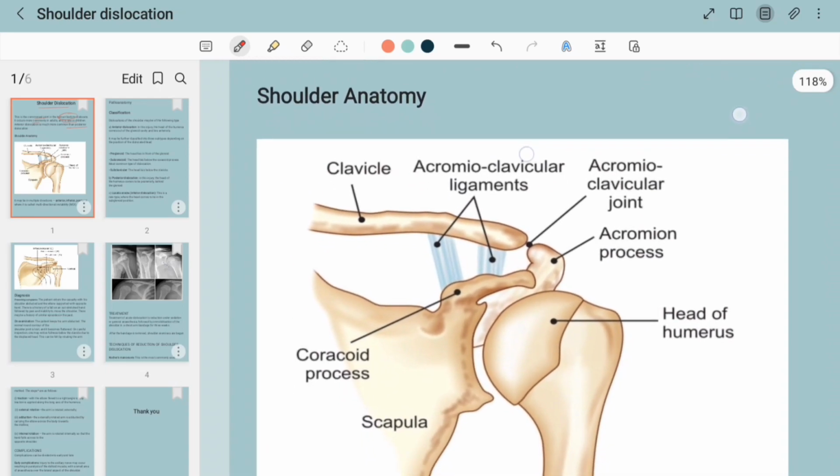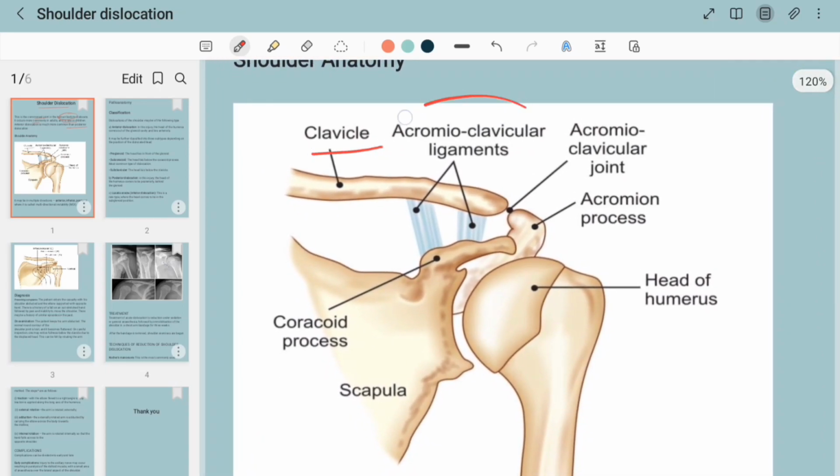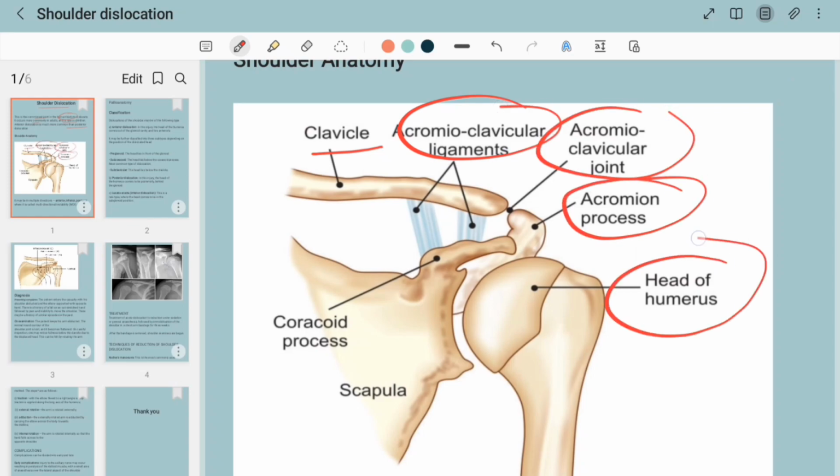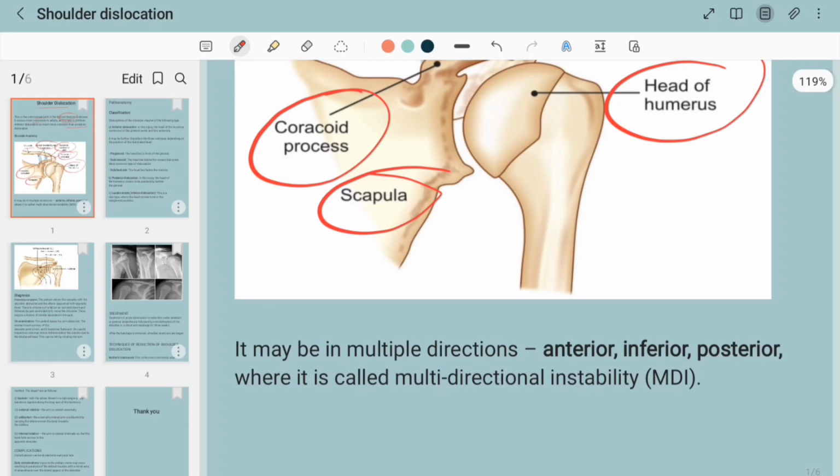So here is the shoulder anatomy, which includes the clavicle, acromioclavicular ligament, acromioclavicular joint, acromion process, head of humerus, coracoid process, and scapula. It may be multidirectional. When the shoulder joint is dislocated in multiple directions, like anterior dislocation, inferior dislocation, or posterior dislocation, it is called multidirectional instability (MDI).